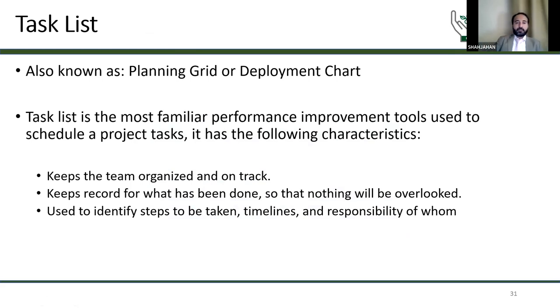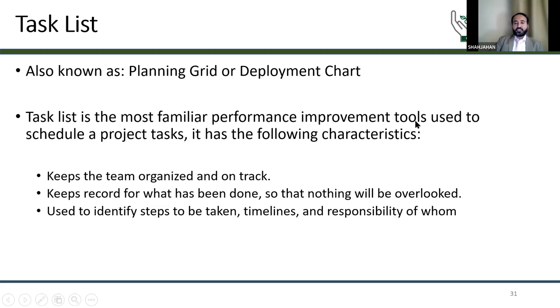Now the other tool is the task list. The task list is also known as a planning gate or deployment chart. These terminologies are very important, because when you receive a question in the CPHQ, they will use many terminologies. If you don't know the terminology, you cannot understand the question, because most of the questions in the CPHQ are for analysis. So you should understand the scenario there.